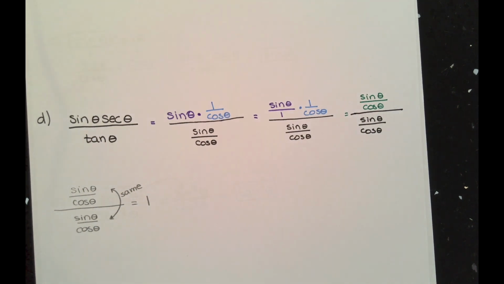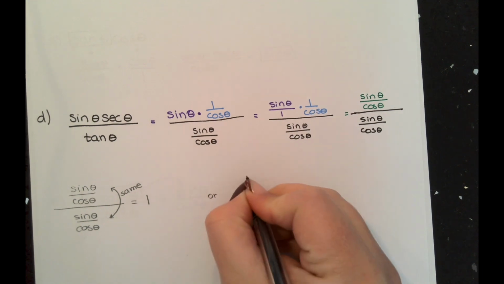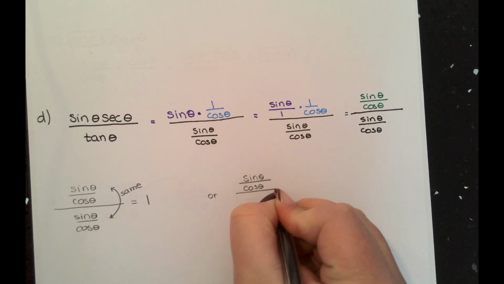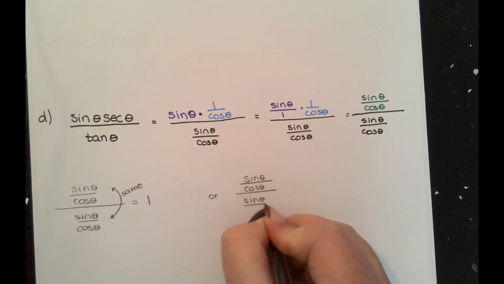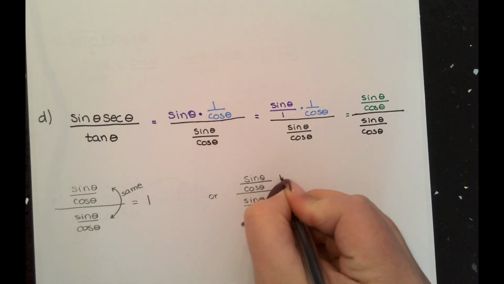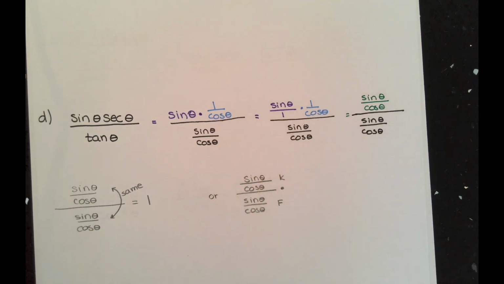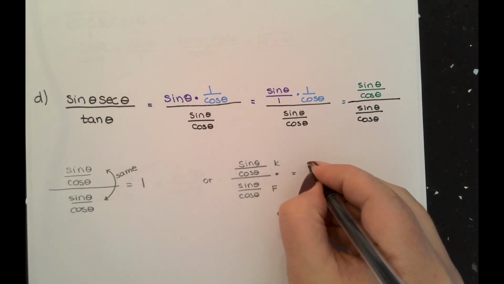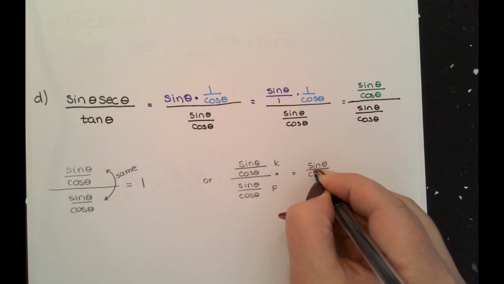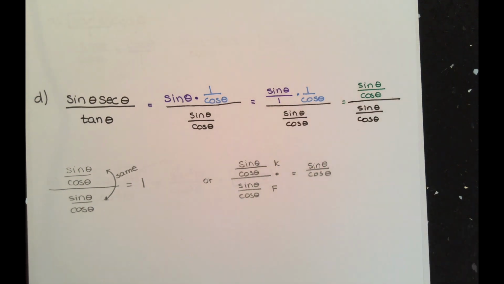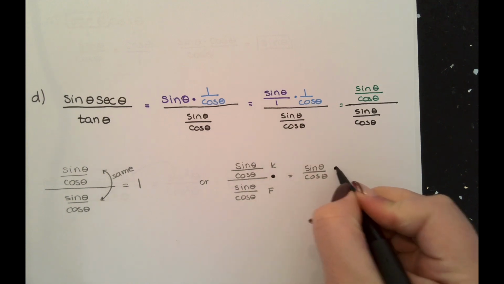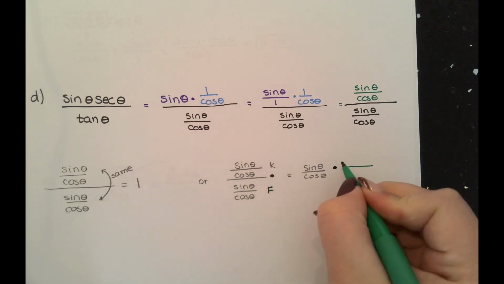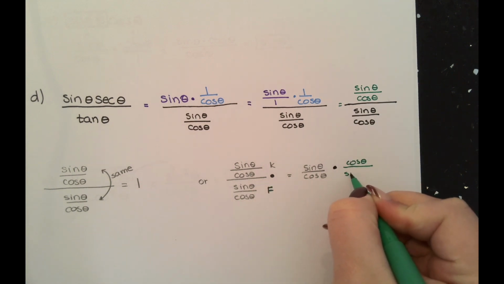Now, if you didn't see that and you wanted to do keep, change, flip, our division of fractions, you can do it and still end up with the same answer. It's just going to take you an extra step. So keep, change, flip. For this question, this is optional. You didn't have to do this. We have sine of theta over cosine of theta. We're keeping that. We're changing that to multiplication. And then we're flipping that as cosine of theta over sine of theta.